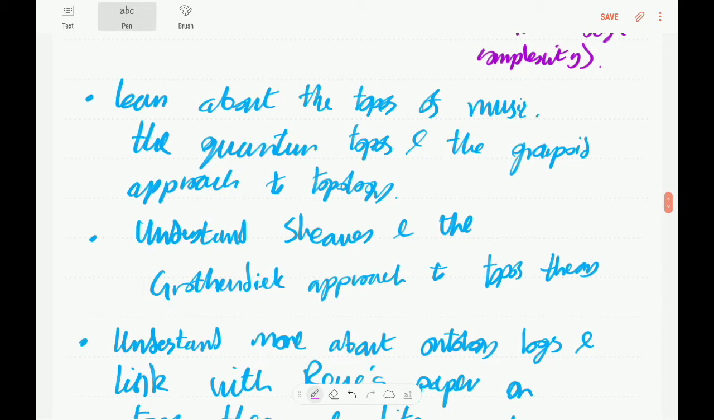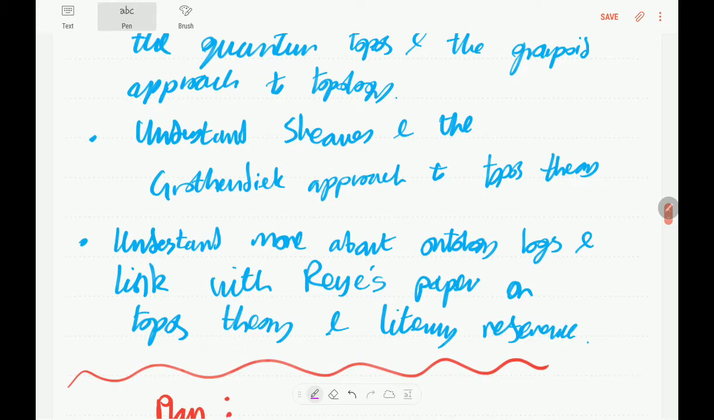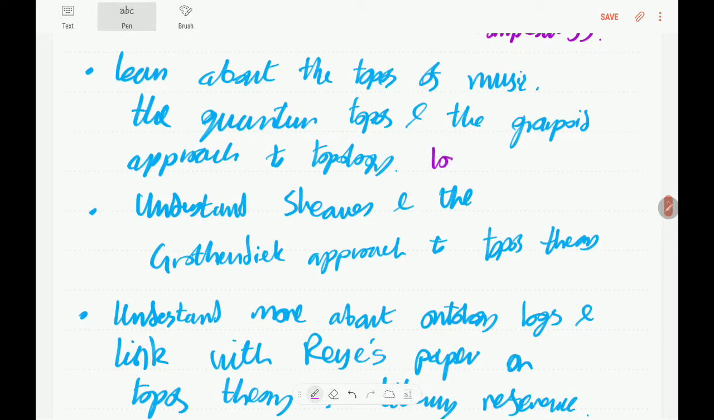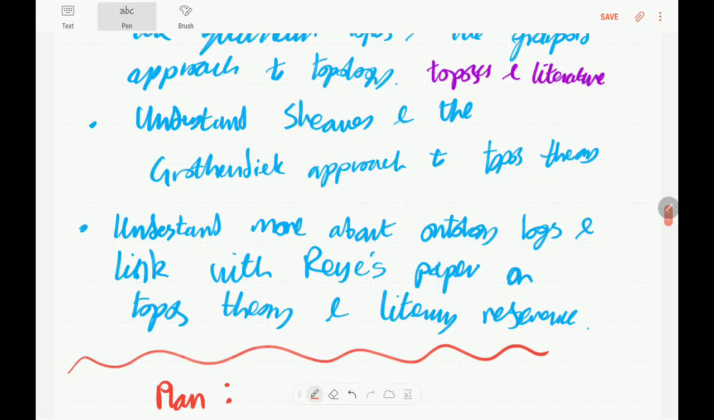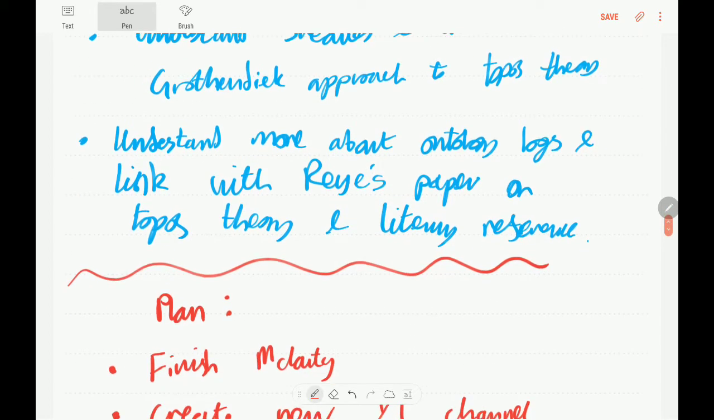I want to learn about the topos of music, the quantum topos, and also I think Reyes has a paper on toposes and literature. So try to make more of this connection with everyday language. I wanted to understand more about sheaves and Grothendieck's approach to topos theory, relations between topos theory and topology, and understand more about ontologs and the links to Reyes' paper and literary reference. Yeah, I've talked about that.